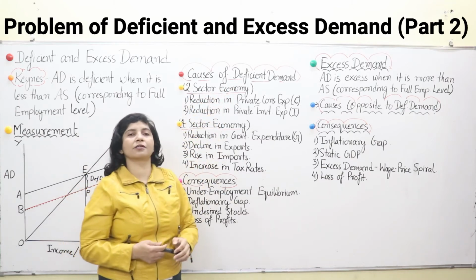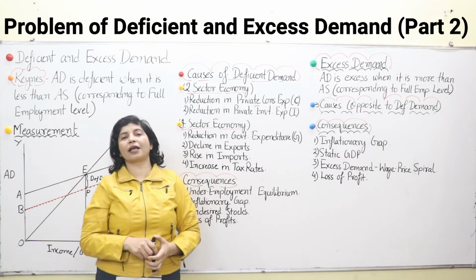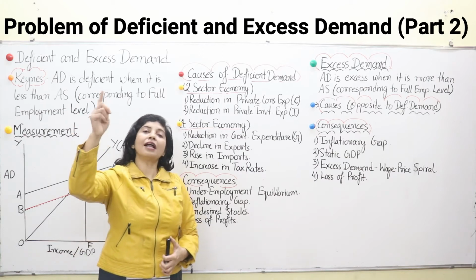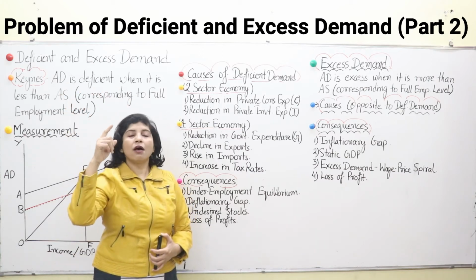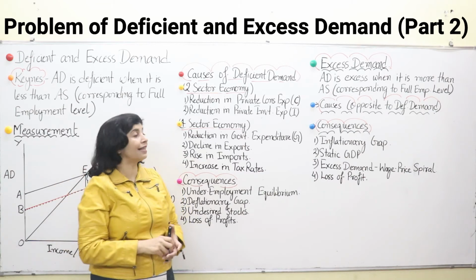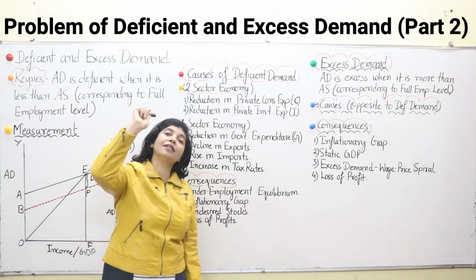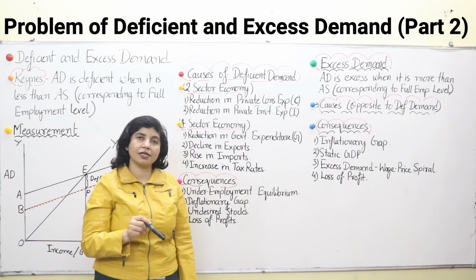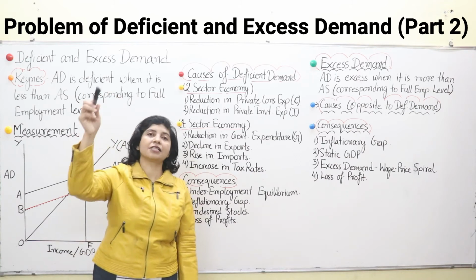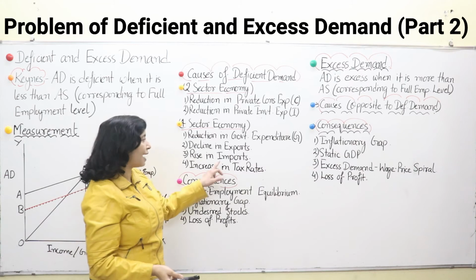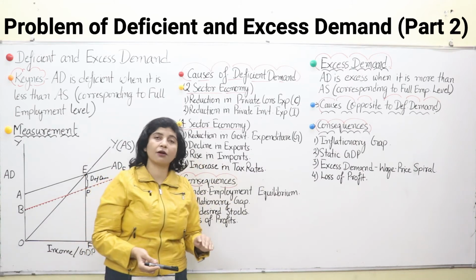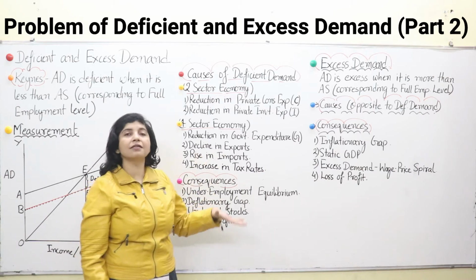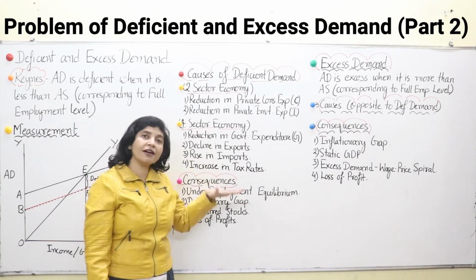Then rise in imports. If we are importing more in our economy, that will also cause deficient demand. Why? We are spending more on goods from other economies. So in that case also we are giving our income to other nations. We are not giving our income to our producers. So our producers are incurring losses, and producers of America, China, or other nations are gaining profits from our economy. If imports are increased in our economy, we are buying goods of other nations, which means demand for products of our nation is decreasing.